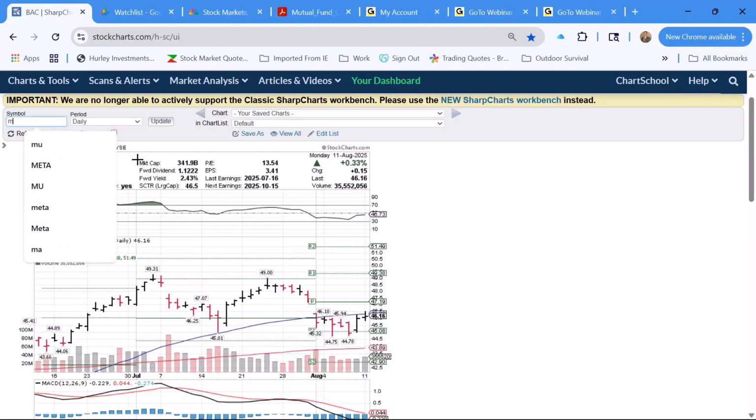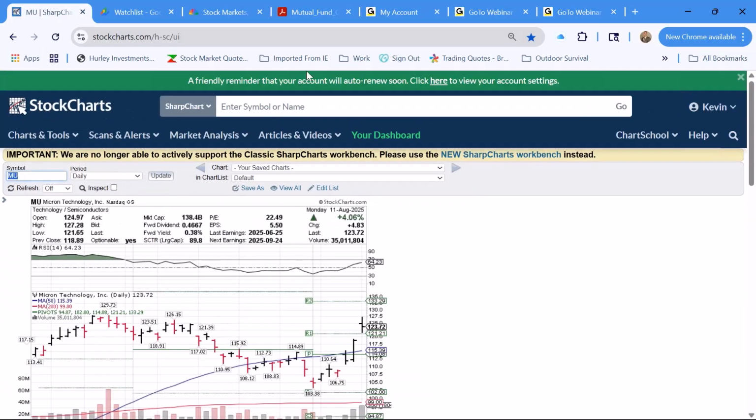Boeing had a good earnings, couldn't hold its gains, but it's still heading higher. Bank of America had its downturn, trying to get above the 50-day. Get above that 50-day, it should take off nicely. Let's go with the big ones. Let's go with Micron.